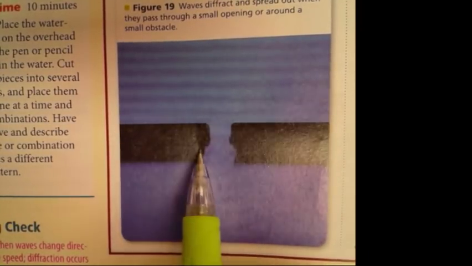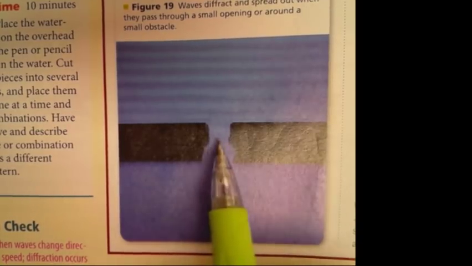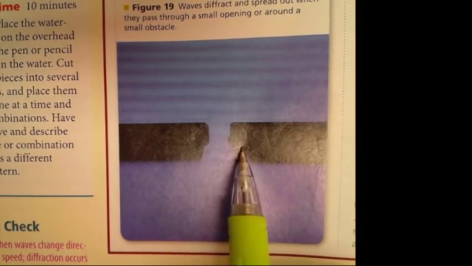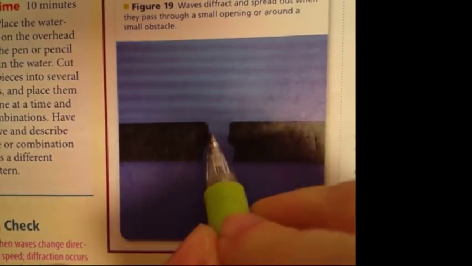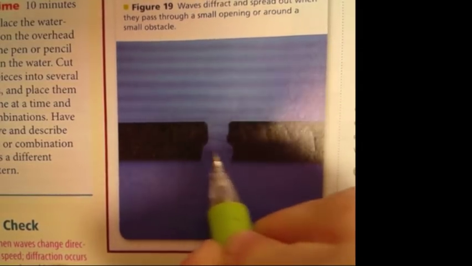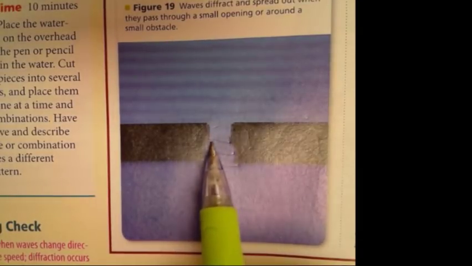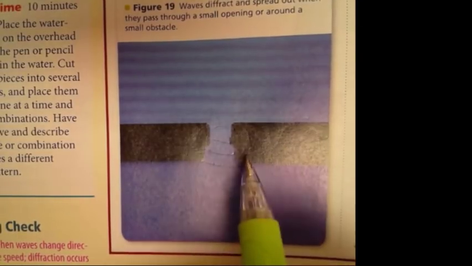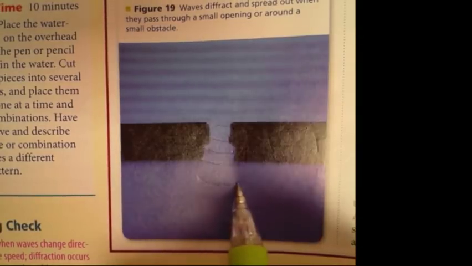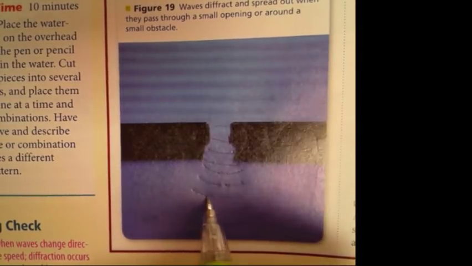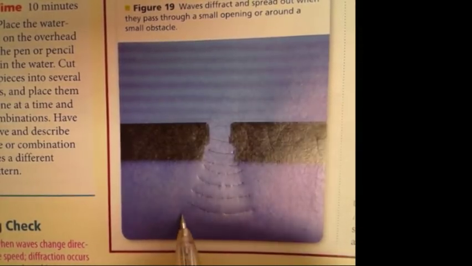Then we have a solid object that's only allowing a small section to come through here. I am now going to mark these waves just a little darker. Hopefully you can see those. So those little waves are passing through here, but as they come through the hole, they're actually going to start bending, and they are getting larger as they come through.